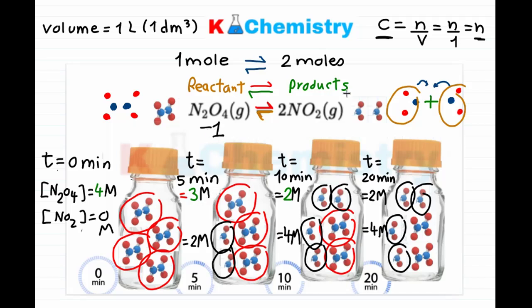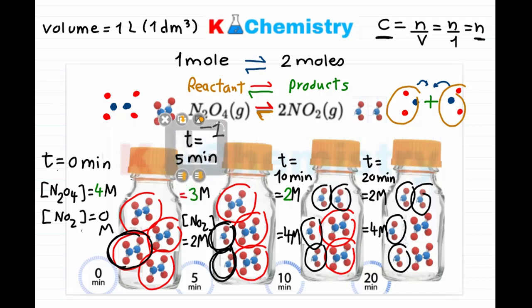While this mole, when it is broken down, formed 2 moles of the NO2, because the ratio is 1 to 2. So every time you break one of these, you form 2 moles of the NO2. So the concentration of it now is 2 moles inside the liter. So it is 2 molar for the NO2 concentration, while the concentration of N₂O₄ after 5 minutes is 3 molar.